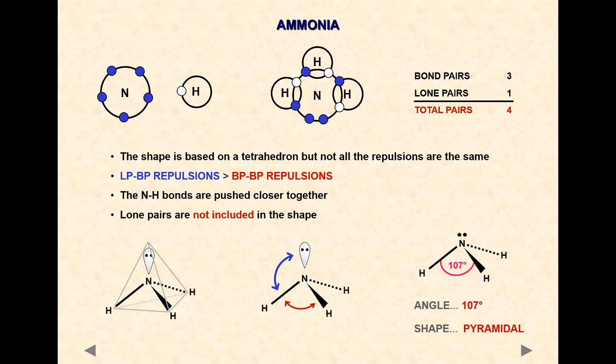So it will have 1, 2, 3, 4. It's a tetrahedral, but it's distorted because the repulsion that we experience between the lone pair and the bond pairs is more than the repulsion between the bond pairs. What happens is that now this bond here is squeezed a bit. So it will reduce from 109.5 to 107 as your bond angle. Then the shape will be more or less like a pyramidal. So that's what you expect to see.